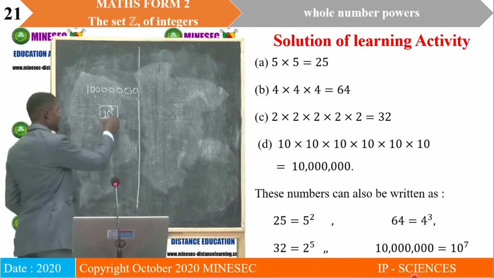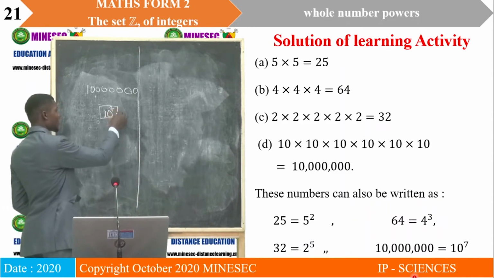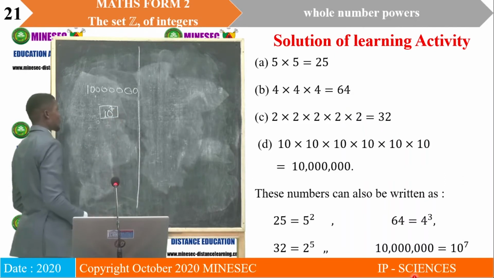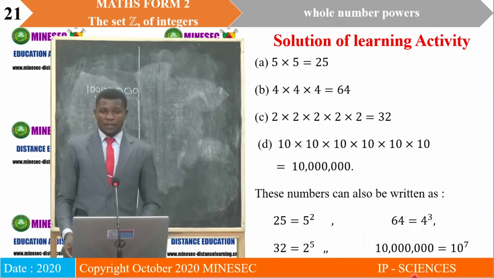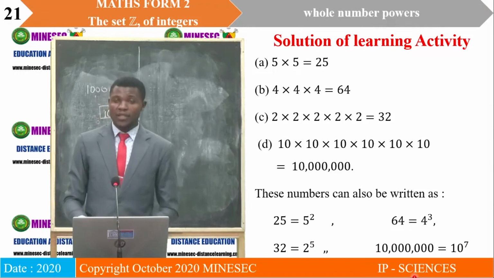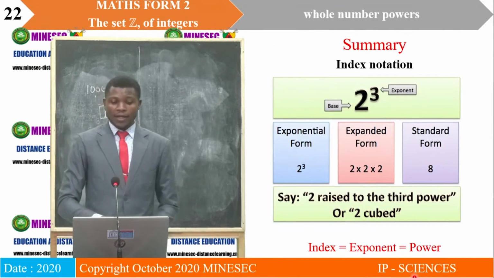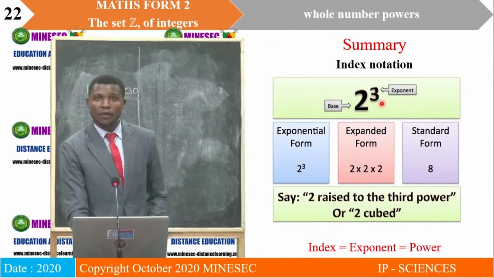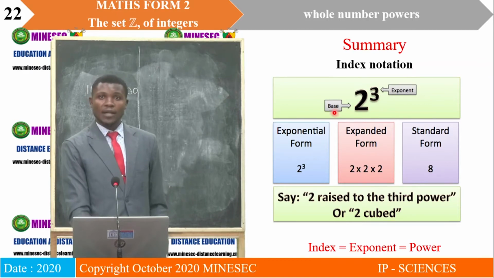Now, when you write a number in this form that has been written in this box, it is said to be written in index form. So if we write a number like this one that we have here, we have 2 and we have this 3. This number is said to be written in index form. This 2 that we have here is the base. We call it the base. And this 3 that we have here, we call it the exponent or the power.